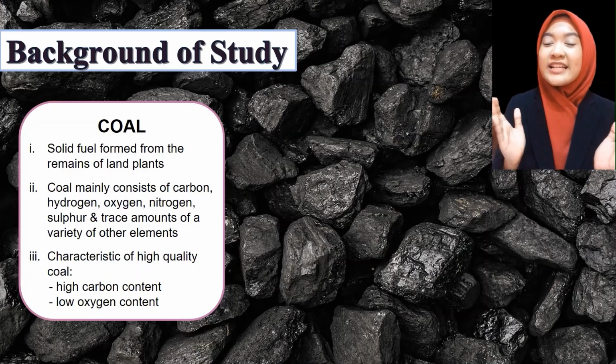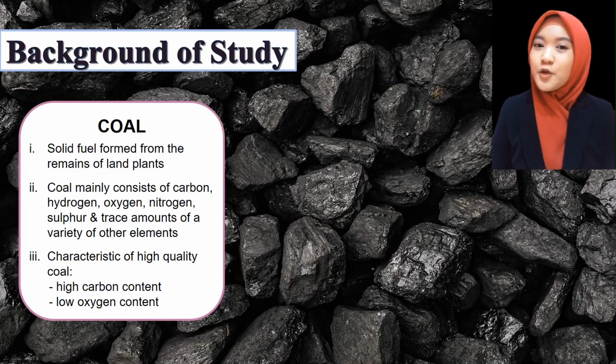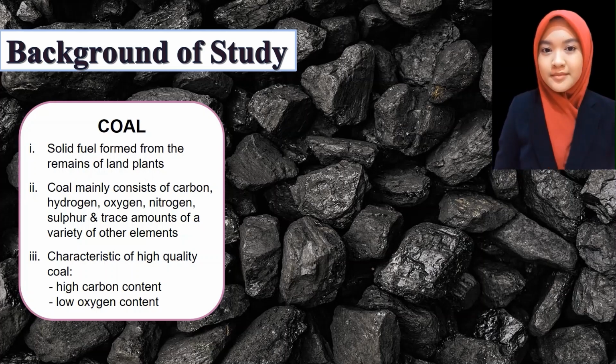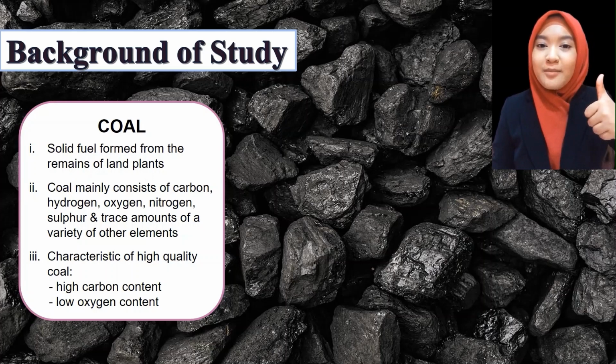Introduction. What is coal? Coal is a solid fuel which forms from the remains of land plants after a long period of hardening and compression. Coal consists of carbon, hydrogen, oxygen, nitrogen, sulfur, and trace amounts of other elements. The characteristics of a high-quality coal are high carbon content and low oxygen content.